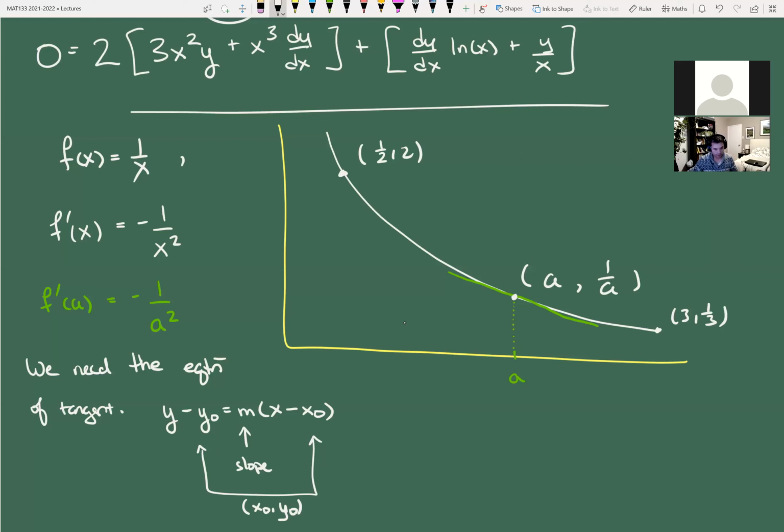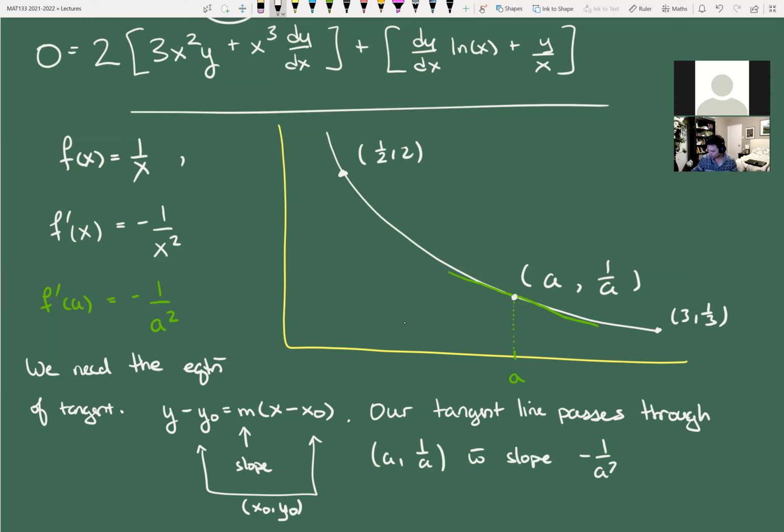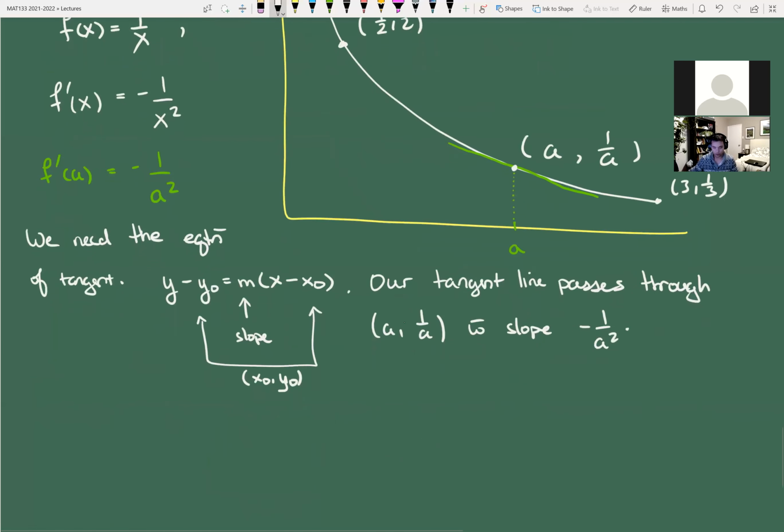So we know then our tangent line passes through a, 1 over a, and it has slope negative 1 over a squared, right? So what we're going to do is take that, and plug this into our equation.